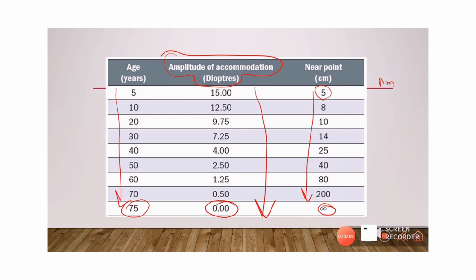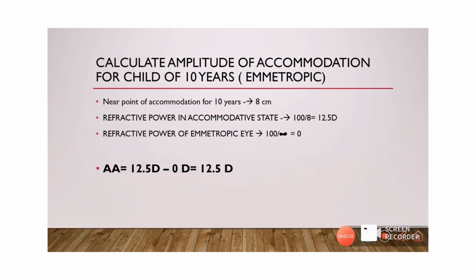However, a child who is about 10 years of age has a near point of about 8 centimeters and an amplitude of accommodation of 12.5. Right? So an important point: as the age increases, the amplitude of accommodation will decrease, and therefore the near point will increase or recede. Now let us calculate this amplitude of accommodation with some examples.